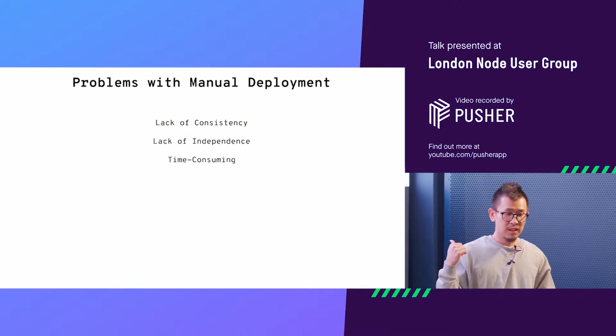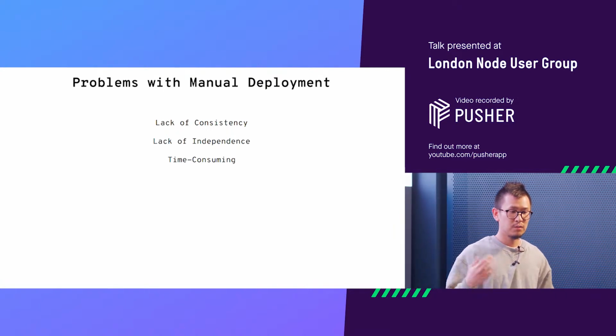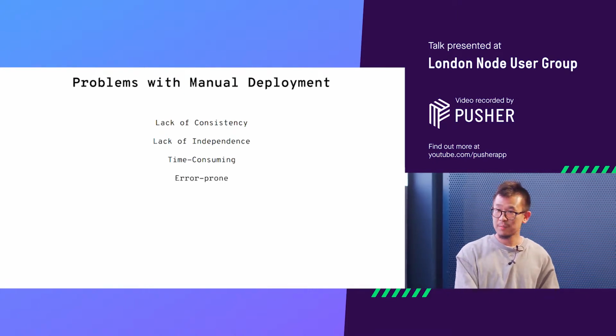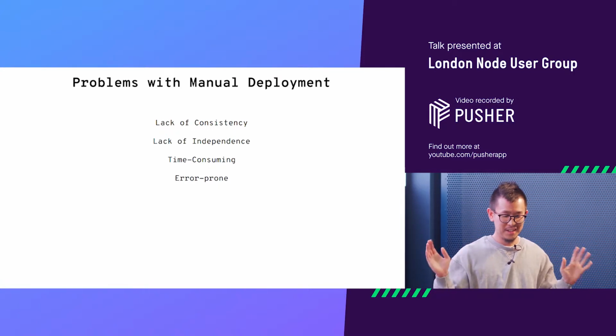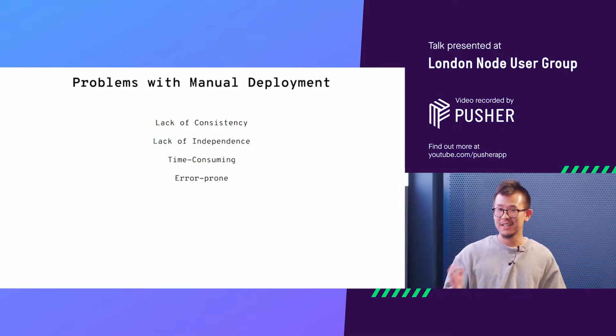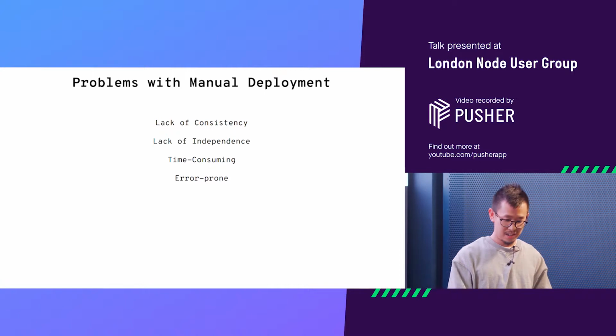It's time consuming. I did a lot of installation before already, but if you have to do it from scratch, installing Node, installing Java, that's going to take at least 10 minutes, even if you do it every day. It's error prone. I'm so glad I didn't make a mistake, but in the previous run, I made lots of mistakes because I'm human and everyone makes mistakes.